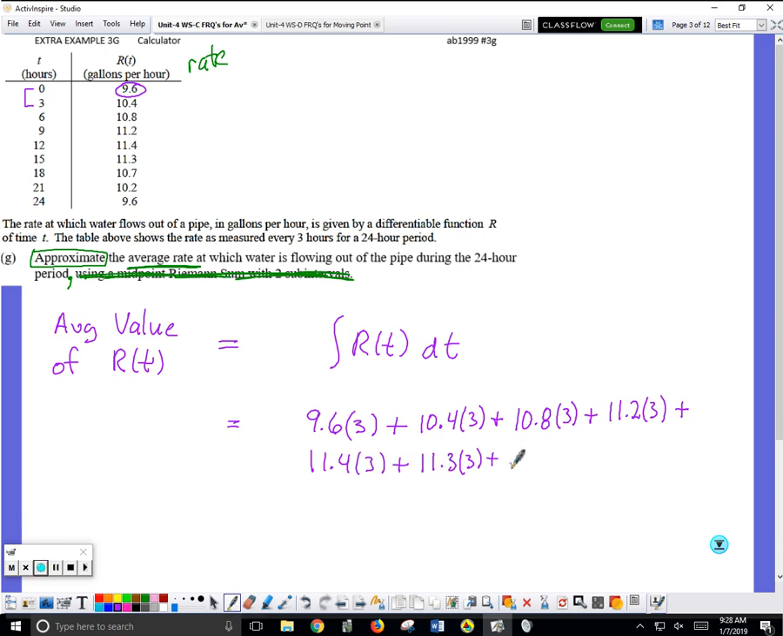Someone else? 10.7 times 3. Elijah, 2 points. Someone else? 10.2 times 3. 2 for Mikkel. Someone else? 9.6 times 3. 2 for Hadley, but we stopped there actually, if we're doing a left Riemann. Right, no, you're fine. If we're doing a left Riemann sum, we would stop there.